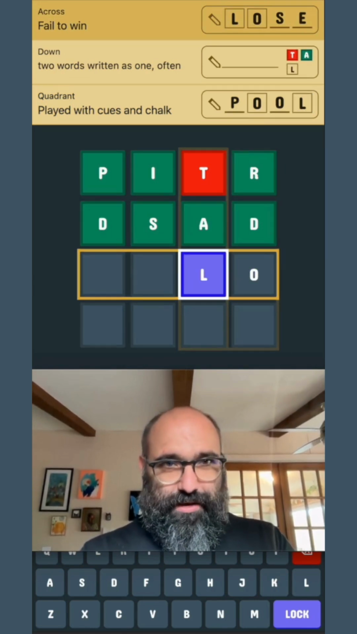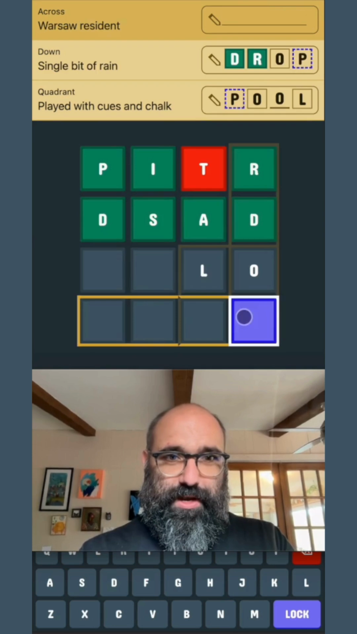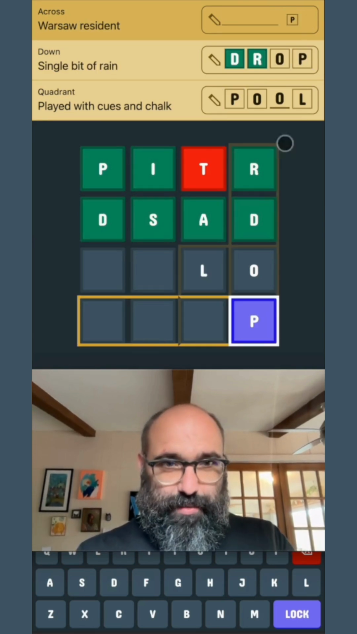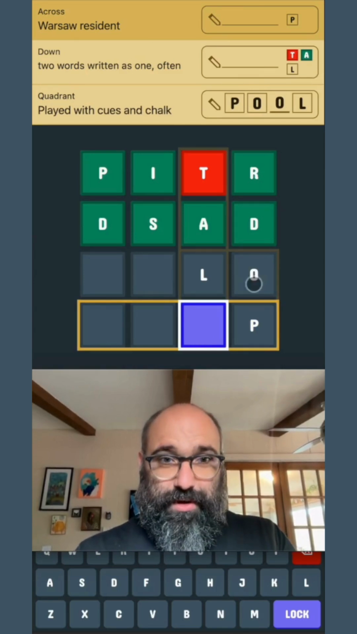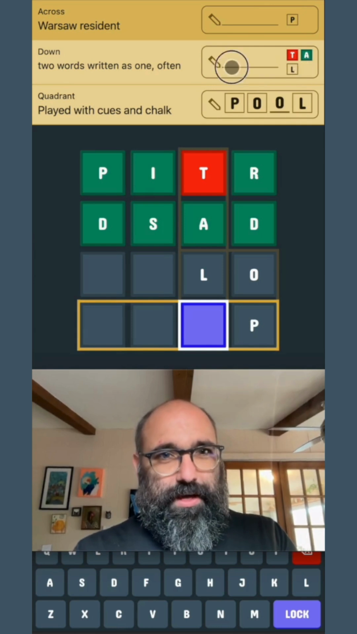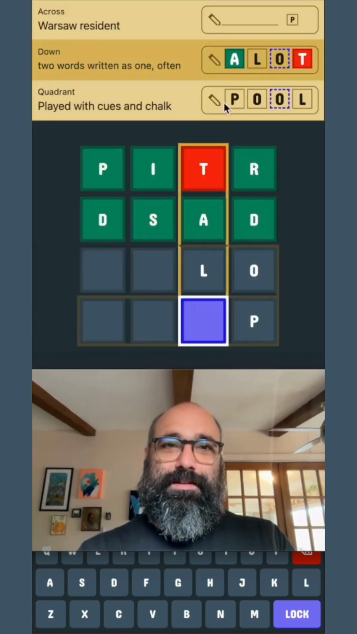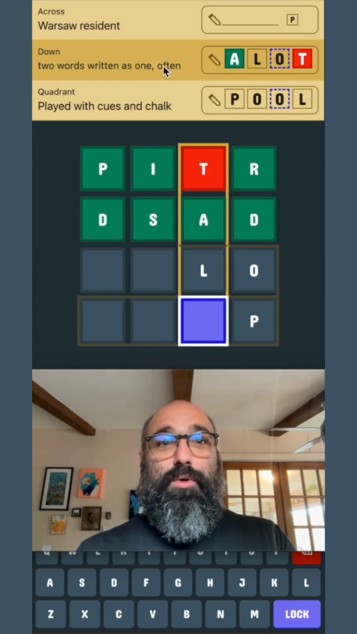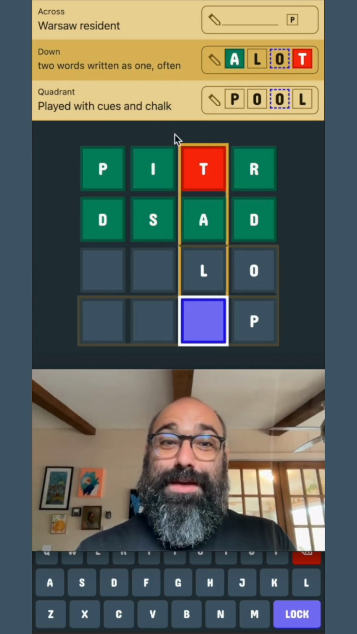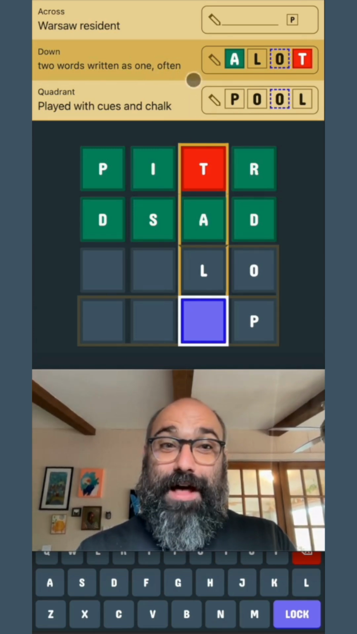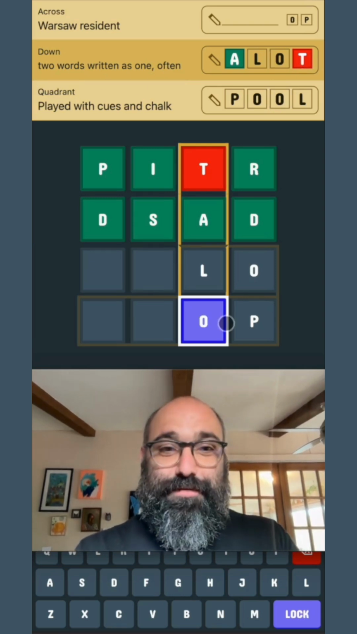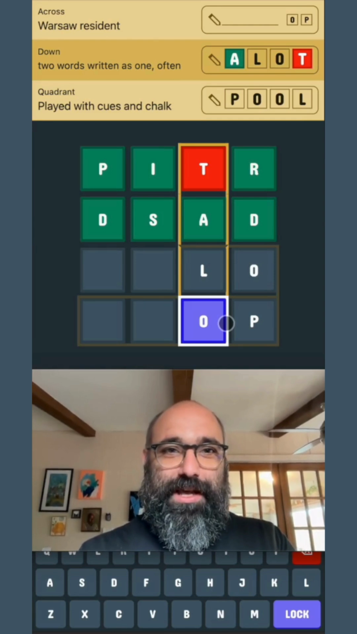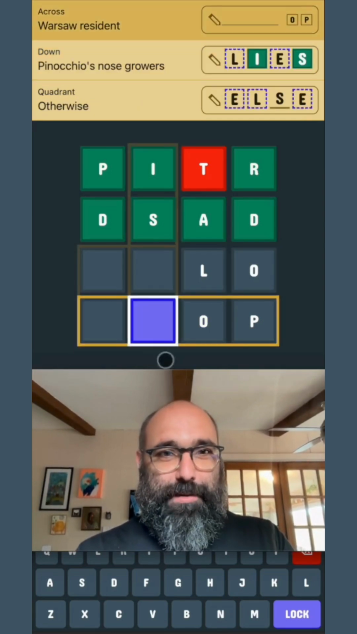This has to be an L, as we saw with lose and pool, so let's go ahead and draft that in. This has to be a pool P because we know this is drop. We still don't know this one, but because of pool, we know it has to be an O. So let's look at this one. It's a lot. 2 words written as one often, and that's a tricky double definition because often also means a lot, and often 2 words written as one is a lot. So there's a little fun, tricky one for you. I like to have some tricky answers in there for you.